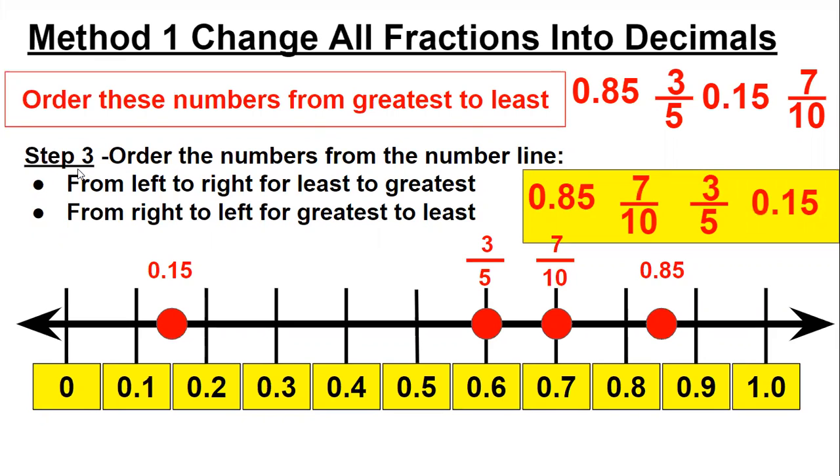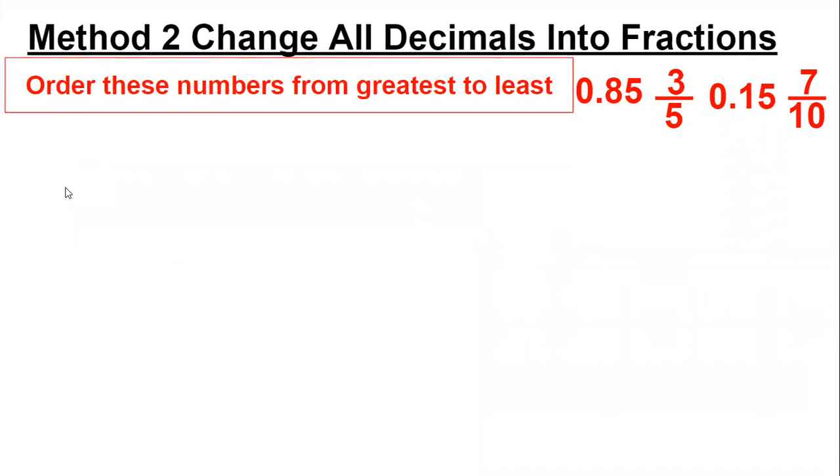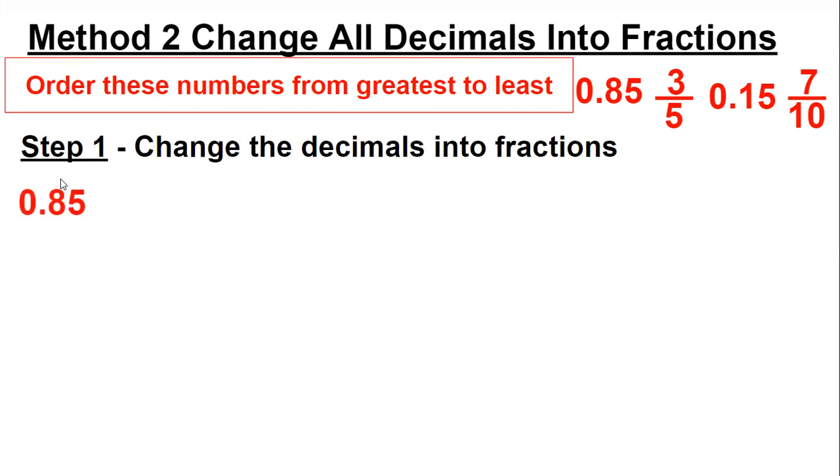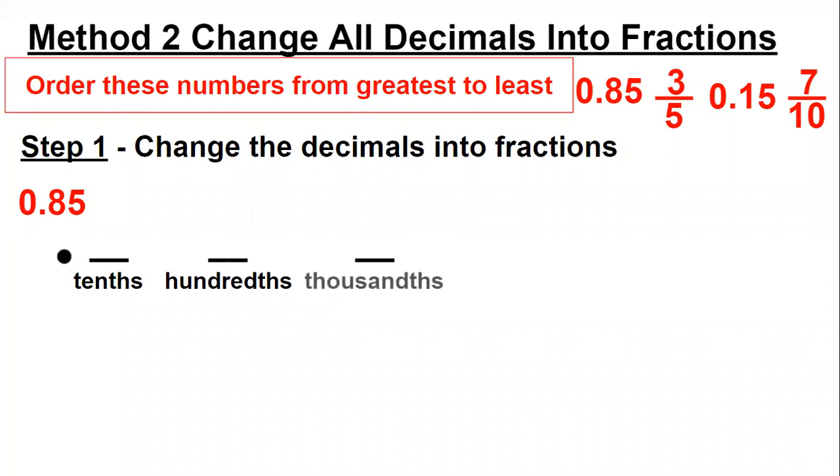Now I'm going to show you method 2. Same numbers. This time I'm going to change the decimals into fractions. So change the decimals into fractions. 0.85, how do I do that? Decimal place values: tens, hundreds, thousands. I have to put the 8 and the 5 in their spots.